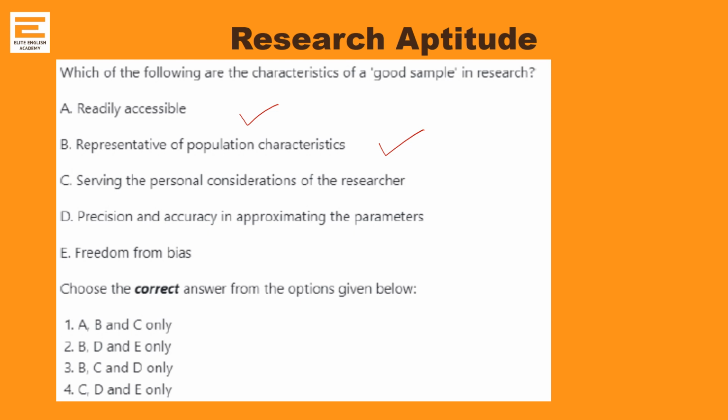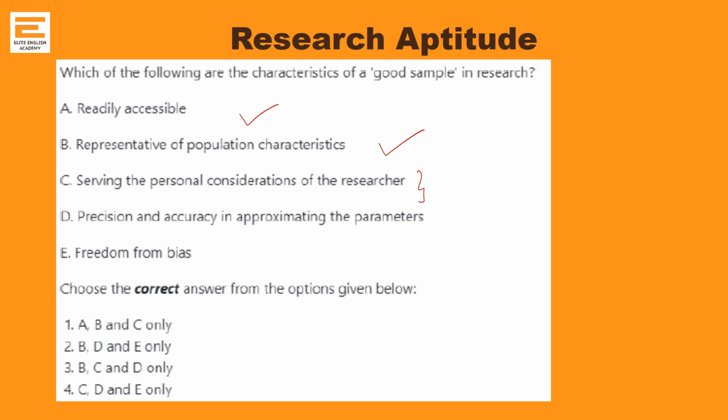Then serving the personal considerations of the researcher. We'll keep this option on hold. Precision and accuracy in approximating the parameters. So this is the very dangerous point you have to note. When we take sampling, should we collect sampling to meet the requirement alone? For example, if just 100 samples have to be collected.